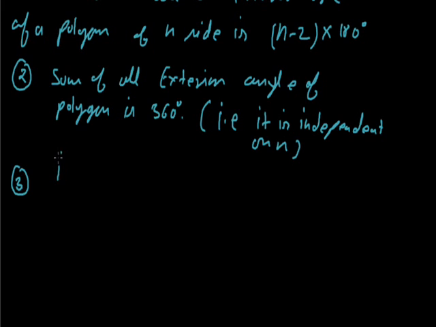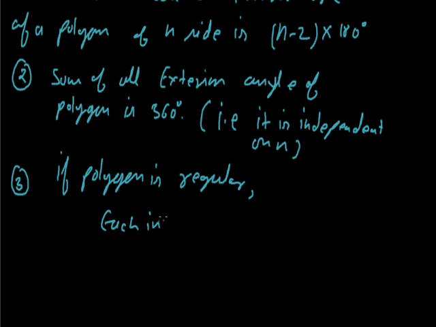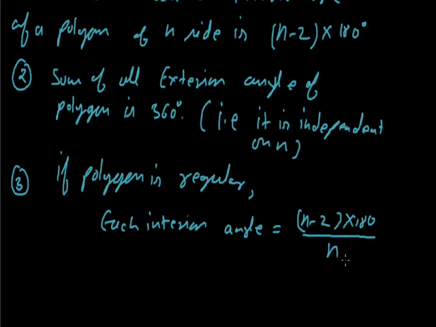If the polygon is regular, we can find the interior angles. So each interior angle is equal to, that is, the sum of the interior angles is n minus 2 into 180. We already know that. And there are n interior angles and each angle is equal, so the sum is divided by the number of sides, that is n. So this is the value of each interior angle, that is (n minus 2) into 180 degrees divided by n.